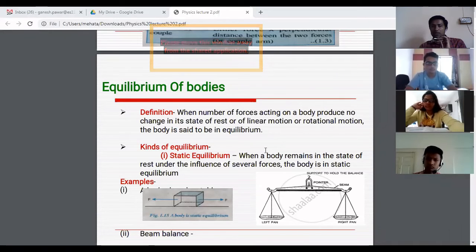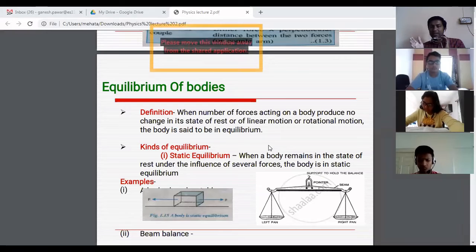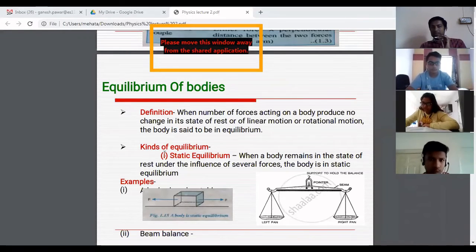Now, we say that either the body will be in the state of rest or the body will be in uniform motion. So depending upon that, we have two types of equilibrium. Either the body will be in the state of rest or in the state of uniform motion.